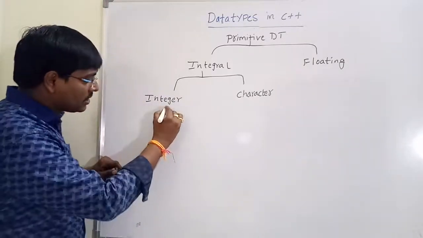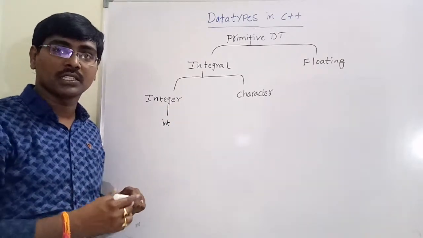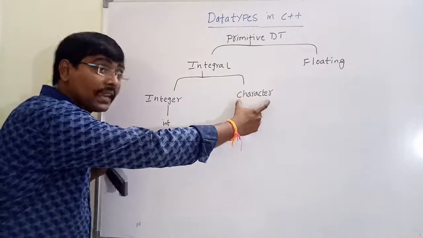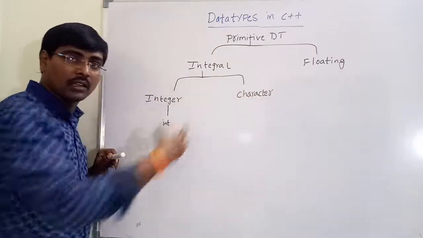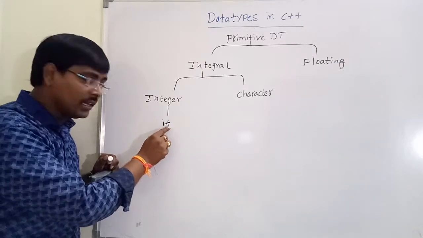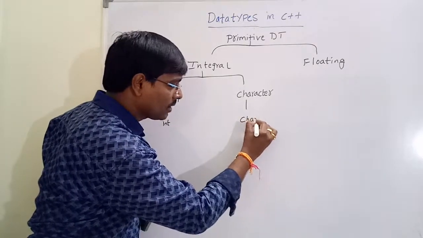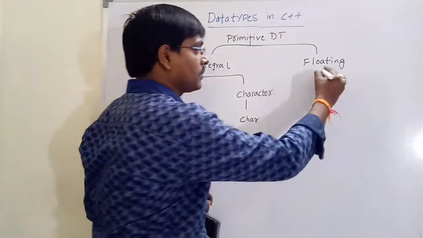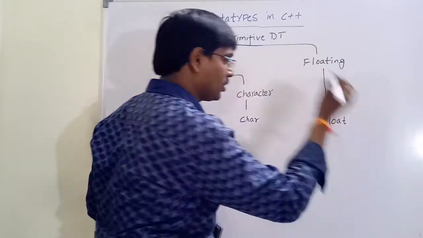The keyword we use for integer is int. To store whole numbers, we are using integers. To store characters, we use the character type. In the program, we are not writing integer or character; we represent them using keywords. The keyword for integer is int. For character, the keyword is char. Similarly, floating point means real numbers, and the keyword we use is float.